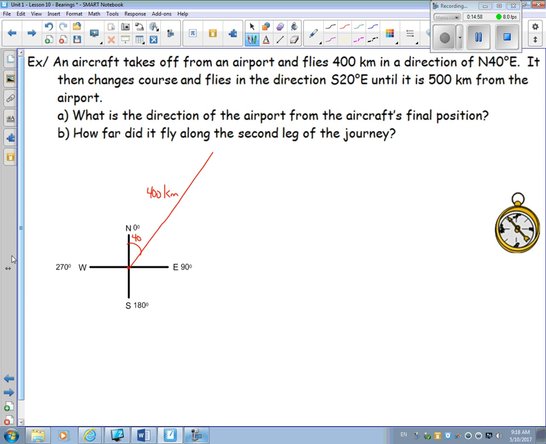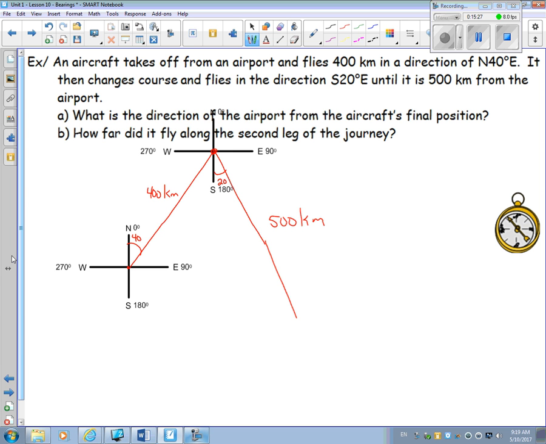It then changes course and flies in the direction of south 20 east. I need another compass. As soon as I change directions, I need a second compass. My compass has to go on the end of the previous one because that's where my plane now is. So the plane's here. It's now going to go south 20 east. So start south, go 20 to the east. There's 20. It's going to do this for 500 kilometers. So my line is a little bit bigger, 500.